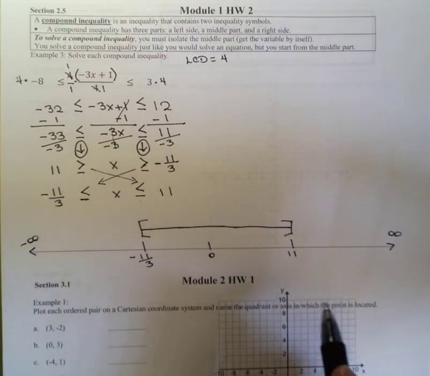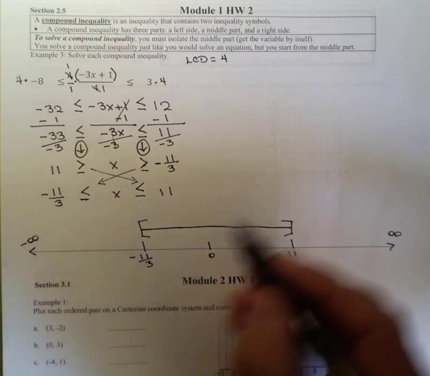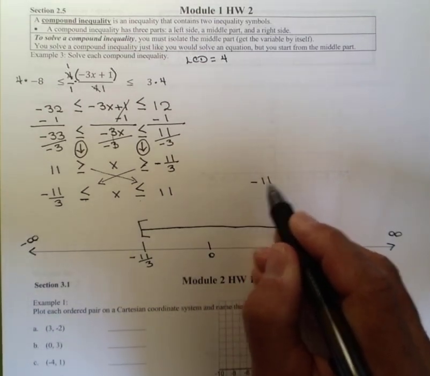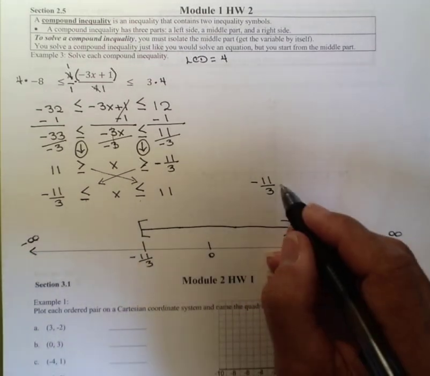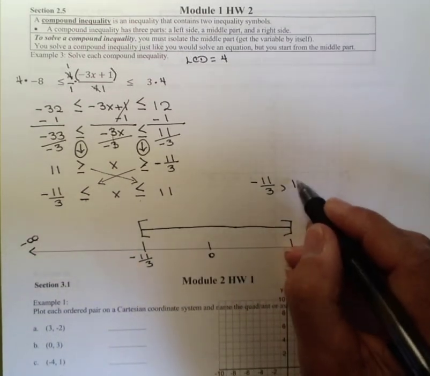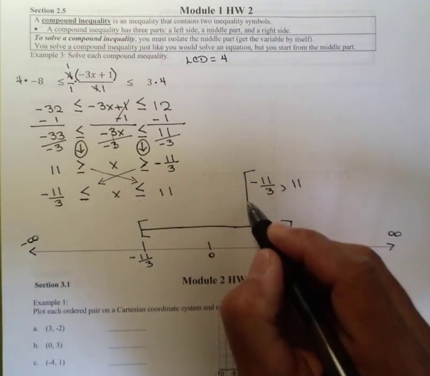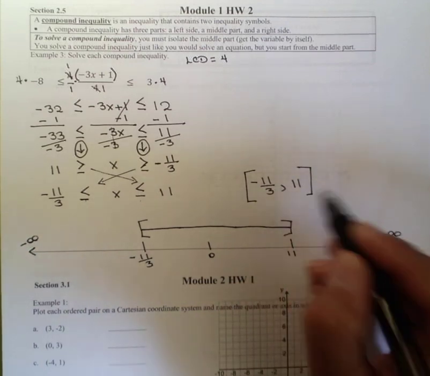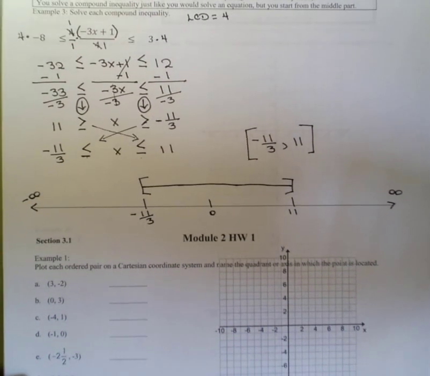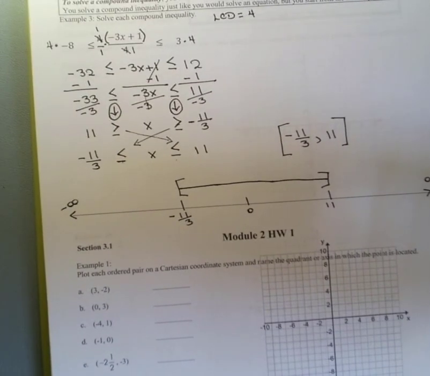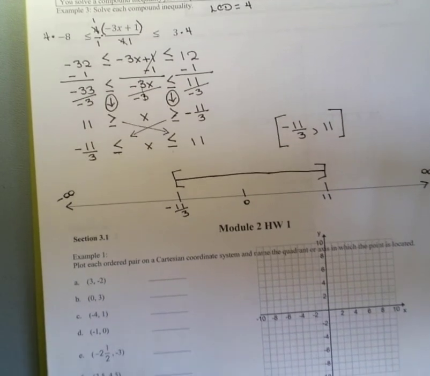Now let's do interval notation. Well, interval notation says, what's the smallest it could ever be? Well, it's closed off with negative 11 thirds and positive 11. And we use square brackets to show that it could be equal to either of those numbers. So I hope that helps you some with interval notation. I know for most of you this is just a refresher. You're being reminded how this works.